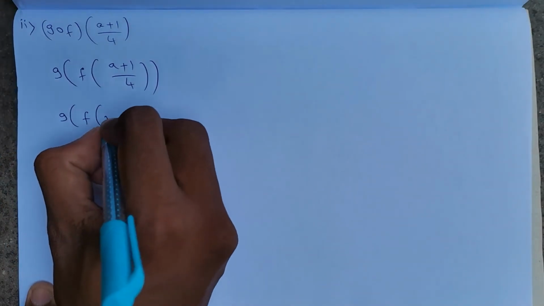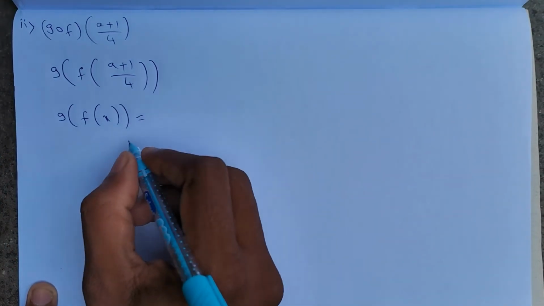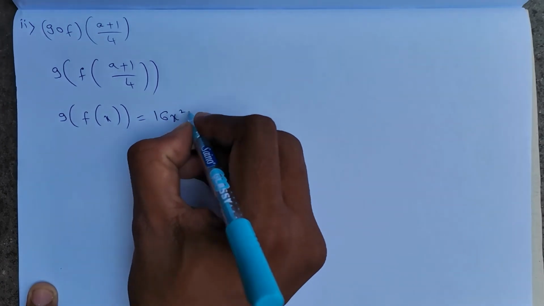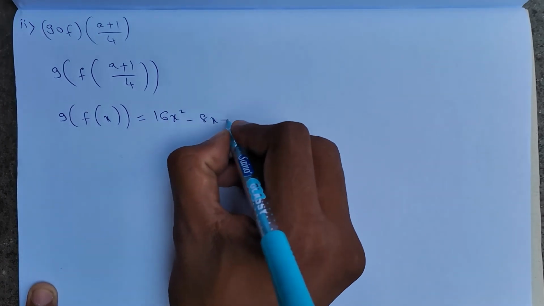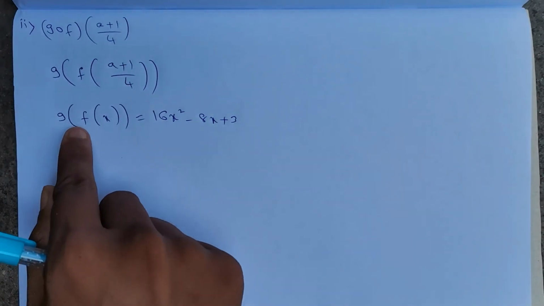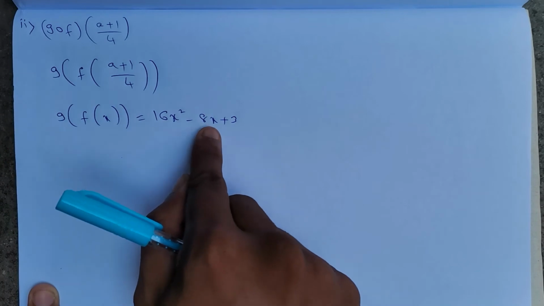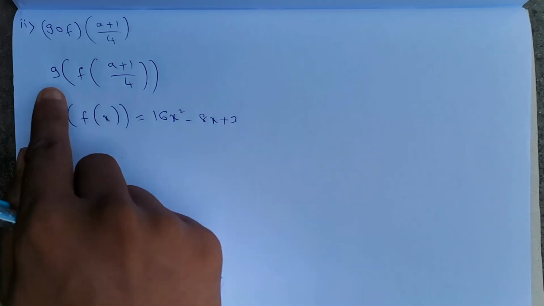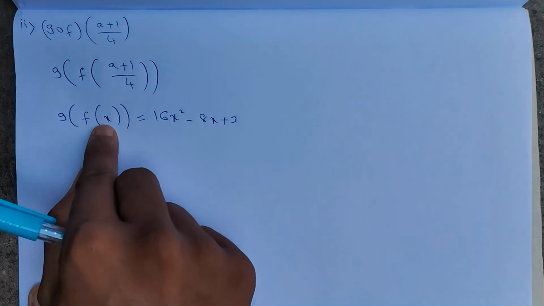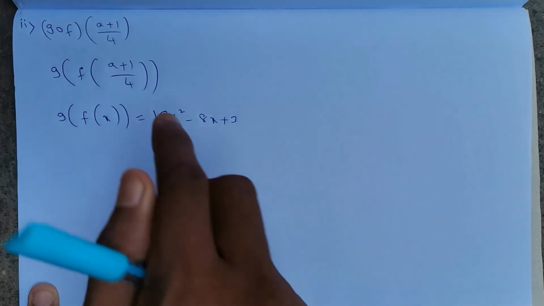g of f of x, which we solved in the previous problem, is equal to 16x square minus 8x plus 3. Now if we observe these two clearly, g of f of x value is 16x square minus 8x plus 3, and now we want the value of g of f of a plus 1 by 4. So simply in the place of x we need to substitute a plus 1 by 4.